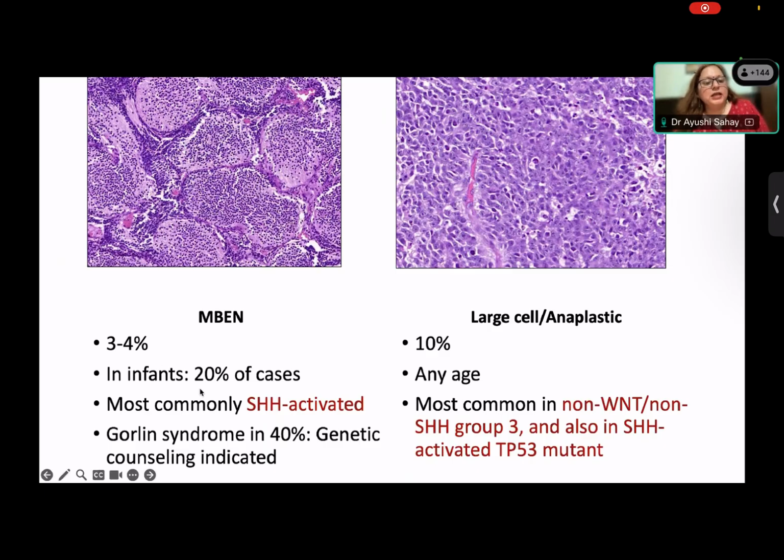So this is also seen in infants in 20% of cases and also associated with an SHH activated type of medulloblastoma, and it has an association with Gorlin syndrome around 40%. So again, if you give this kind of histological diagnosis, the patient might need to be checked for syndromic association. And then we come to the large cell or anaplastic.